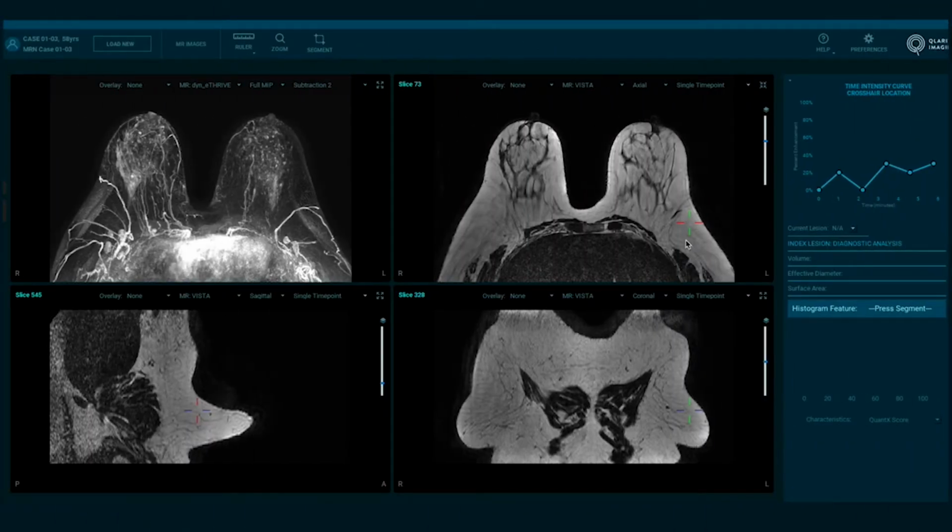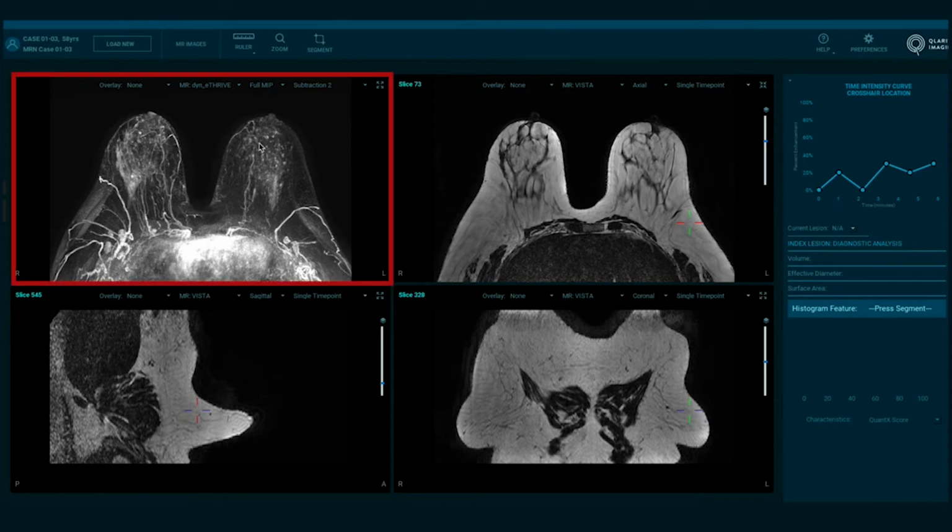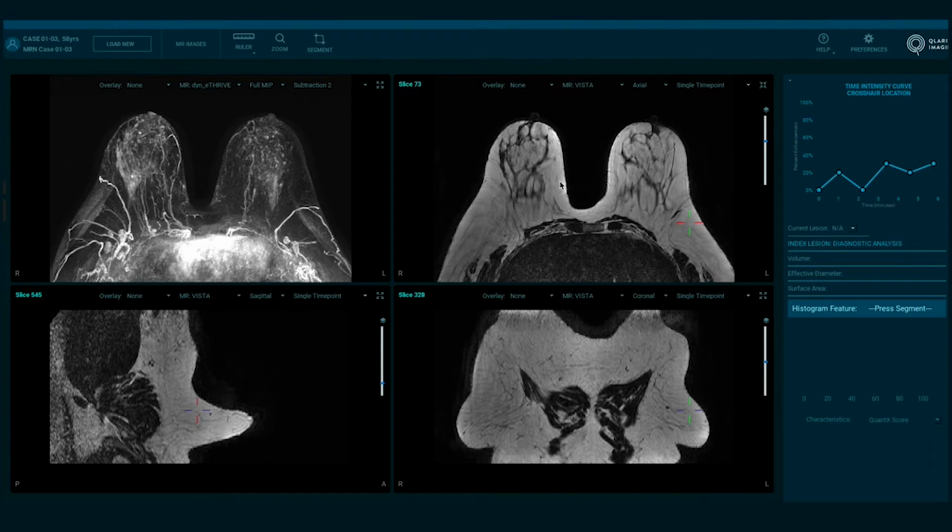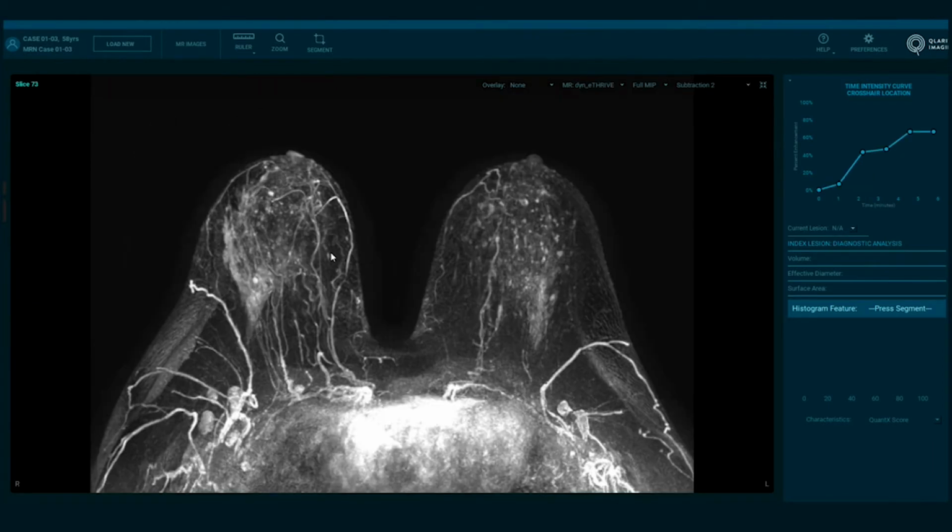Now we'll look at the MR examination. On this screen, we have the MIP image and we have the T2 weighted non-fat saturated pre-contrast images on the remaining windows. Let's start by looking at the MIP image, and we'll go full screen. Here we can see there's quite a lot of background parenchymal enhancement bilaterally, with more enhancement laterally in the right breast, which could represent non-mass enhancement, and we will look at that further on the post-contrast series.